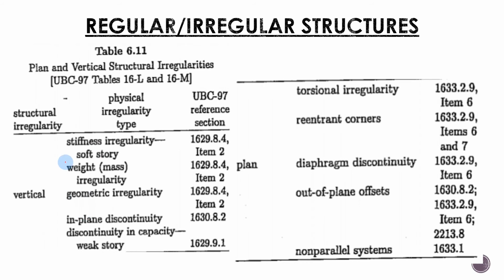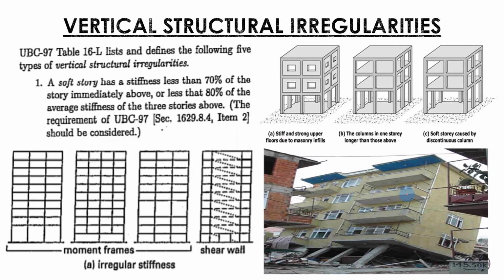irregularities. For vertical guys, physical irregularity types: stiffness irregularity or soft story, then weight or mass irregularity, then geometric irregularity. Then also makita mo ang in-plane discontinuity, then kaning weak story guys. So ma-discuss nato na later. Then sa plan, naa tayo mga torsional irregularity, re-entrant corners, diaphragm discontinuity, out-of-plane offsets and non-parallel systems. Sige, ito na isa-isahan guys.